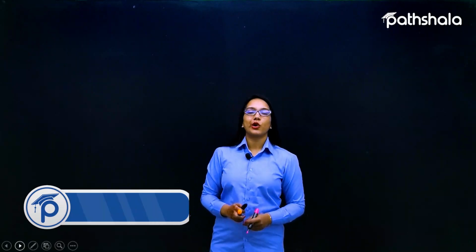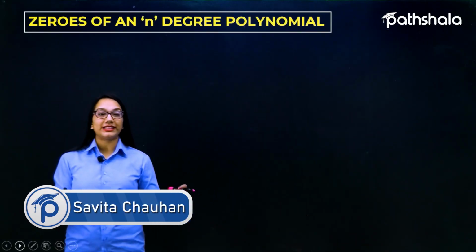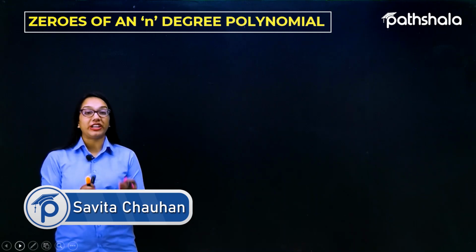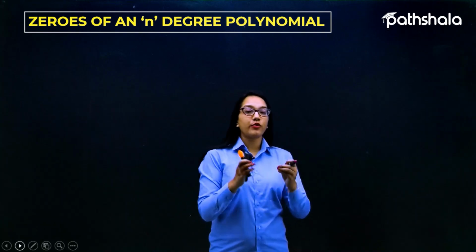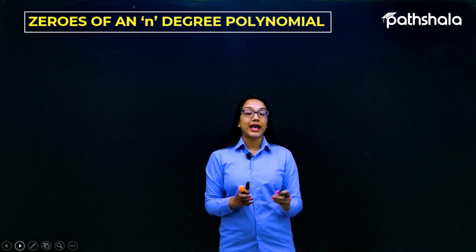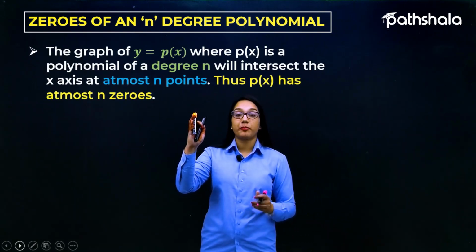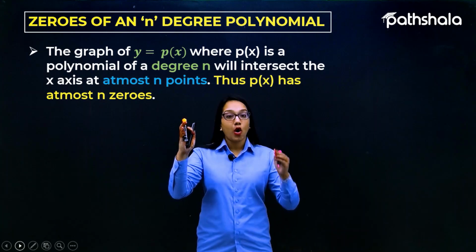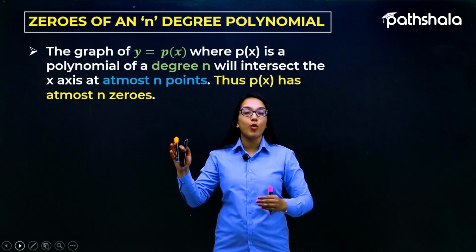So let's now talk about the zeros of an n degree polynomial, in the same way we have talked about the zeros of a linear polynomial, a quadratic polynomial and a cubic polynomial. Now we are discussing a polynomial having degree n. So let us suppose we are talking about the graph of y is equal to p of x, where p of x is a polynomial of degree n. It will intersect the x-axis at most n points.